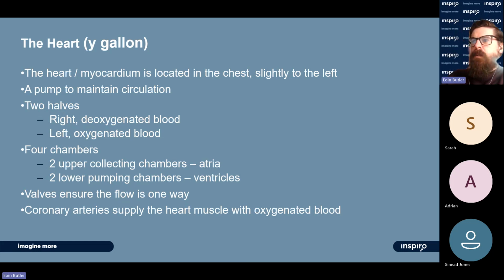Coronary arteries will supply the heart muscle with oxygenated blood. So because the heart is a muscle itself, it needs its own blood supply, which will carry energy, oxygen, water, nutrients, etc. to that working muscle. So the coronary arteries will branch off and supply the heart muscle with oxygenated blood.